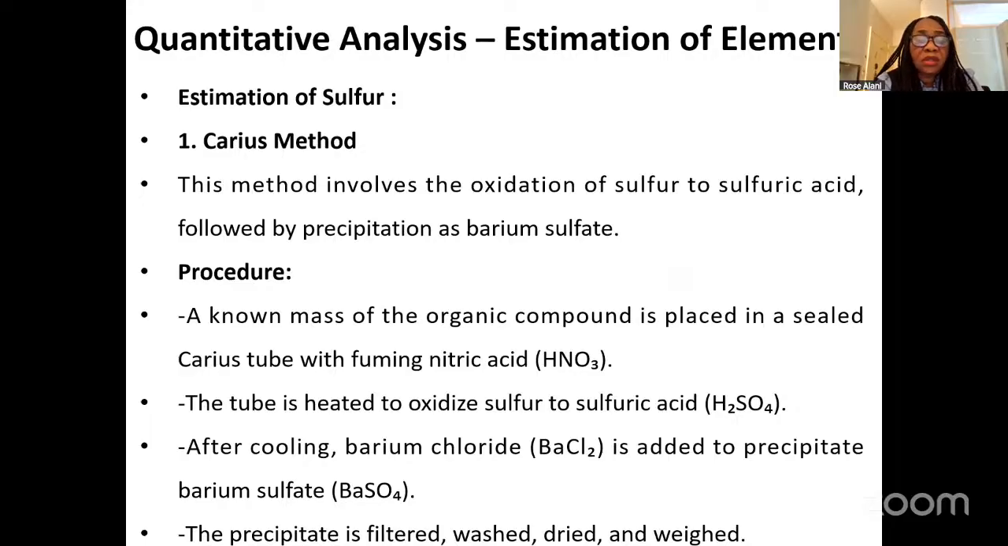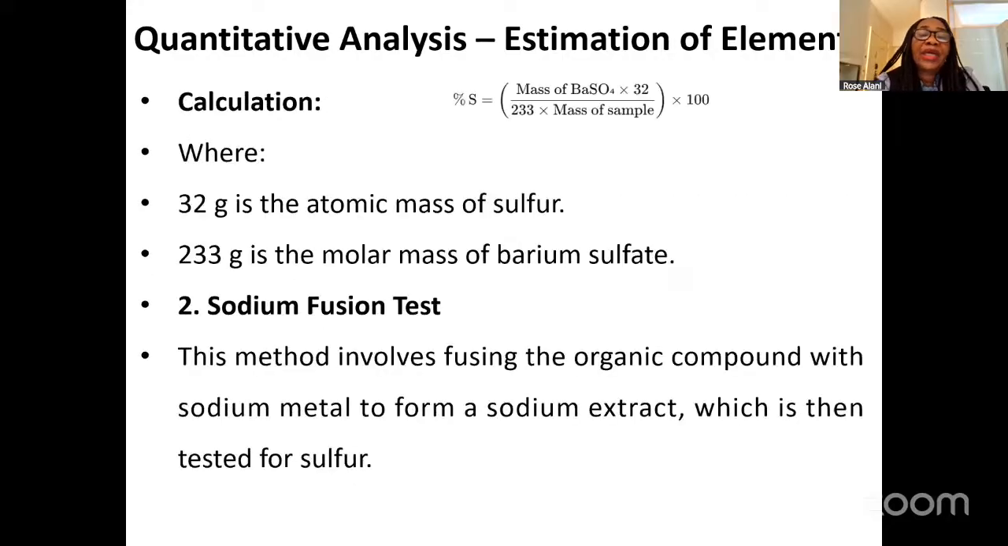A known mass of the organic compound is placed in a sealed Carius tube with fuming nitric acid. The tube is heated to oxidize the sulfur. And then after cooling it, barium chloride is added to precipitate the barium sulfate. The precipitate is filtered, washed, dried, and weighed. So you can calculate it using this formula. You know the atomic mass of sulfur, and you know the molar mass of barium sulfate, and you put it in and calculate it.